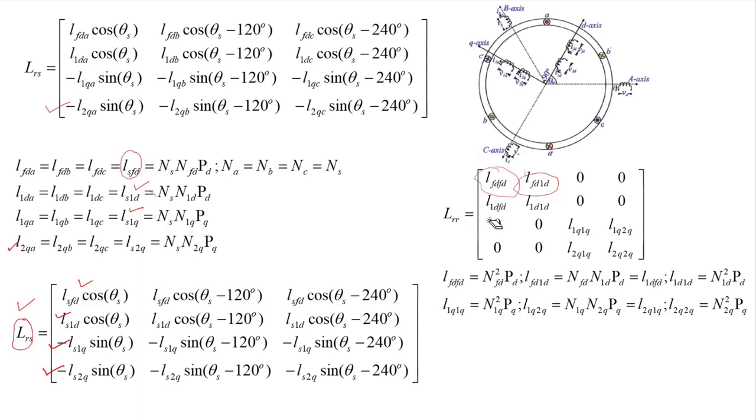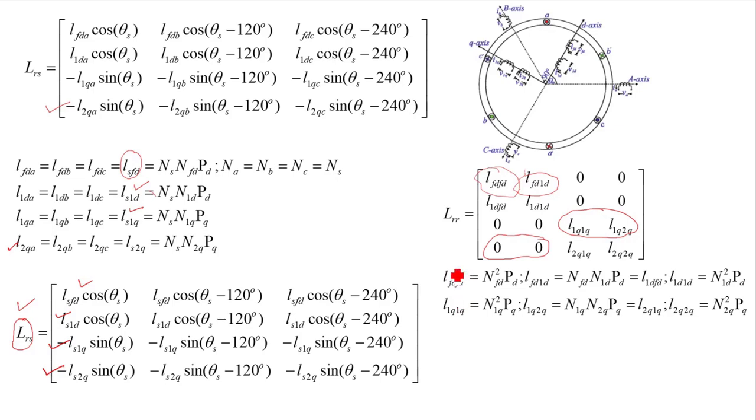Again, with respect to 1D, only the D axis component will exist and the Q axis component will become zero. Similarly, for 1Q, the D axis components will become zero and only the Q axis components will exist. And similarly for 2Q, with respect to 2Q, the D axis components will be zero and the Q axis components will exist, right?